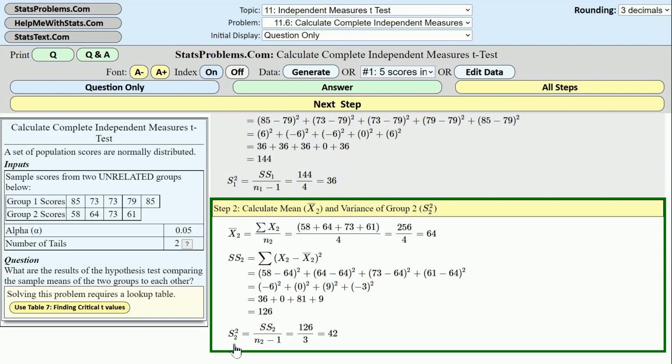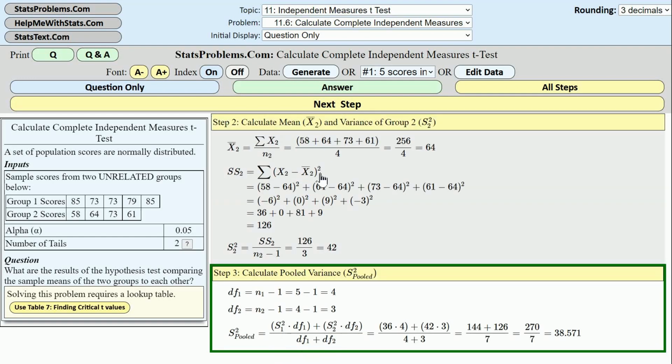The variance of Group 2, S2 squared, equals the sum of squares, SS2, divided by the sample size of Group 2, N2, minus 1. In this example, S2 squared equals 126 divided by 3, which works out to 42.